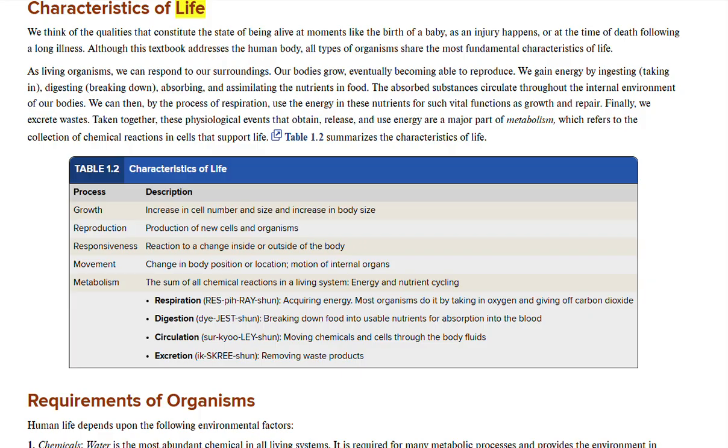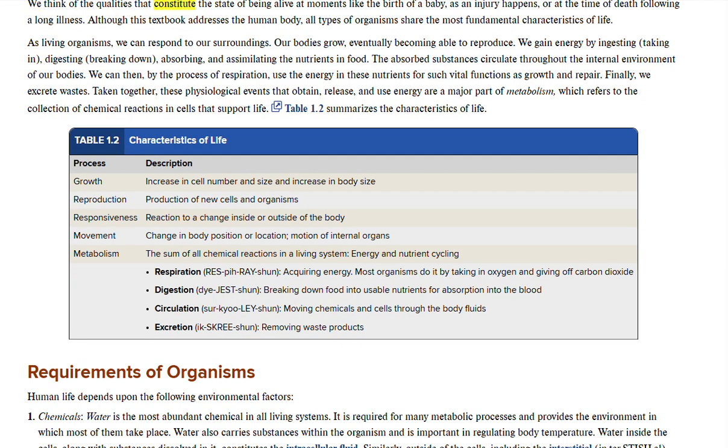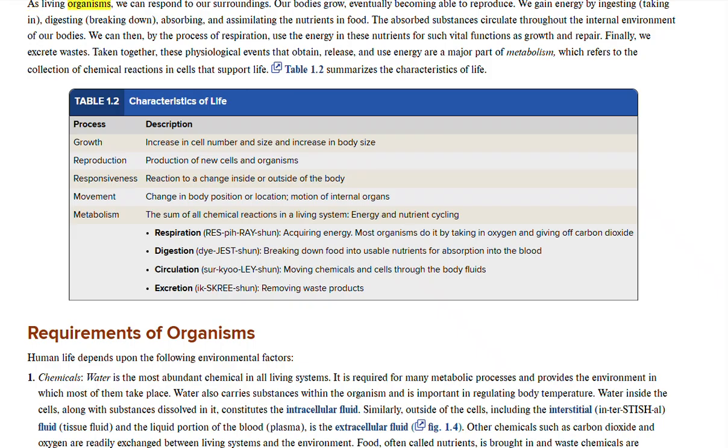Characteristics of life. We think of the qualities that constitute the state of being alive at moments like the birth of a baby, as an injury happens, or at the time of death following a long illness. Although this textbook addresses the human body, all types of organisms share the most fundamental characteristics of life. As living organisms, we can respond to our surroundings. Our bodies grow, eventually becoming able to reproduce. We gain energy by ingesting, taking in, digesting, breaking down, absorbing, and assimilating the nutrients in food. The absorbed substances circulate throughout the internal environment of our bodies.